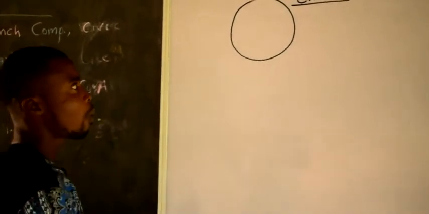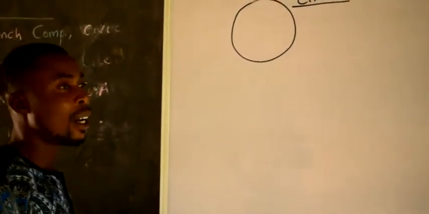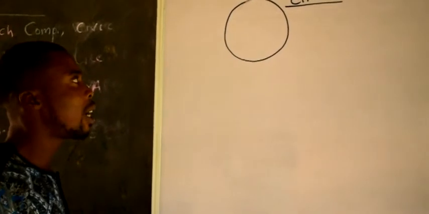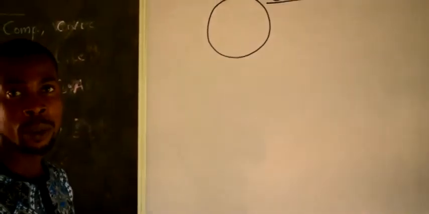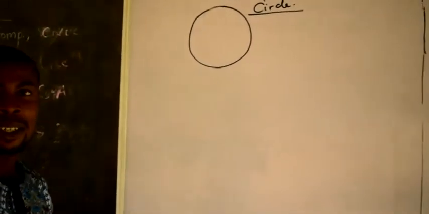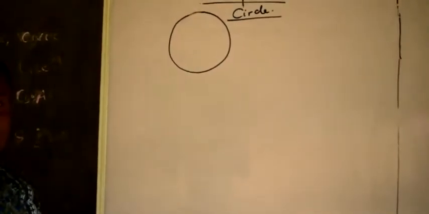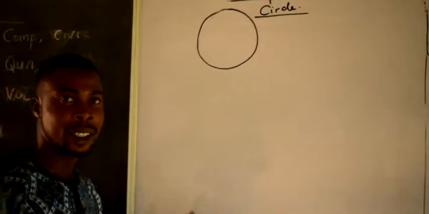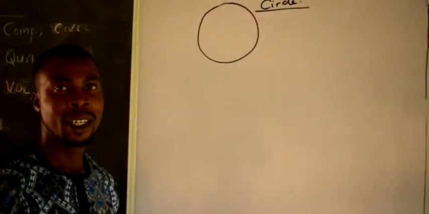So this circle, there are a lot of things we need to know about it. A circle has parts, just as we have parts of the body. We have parts in a circle.